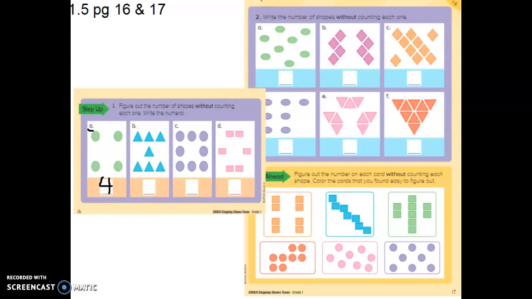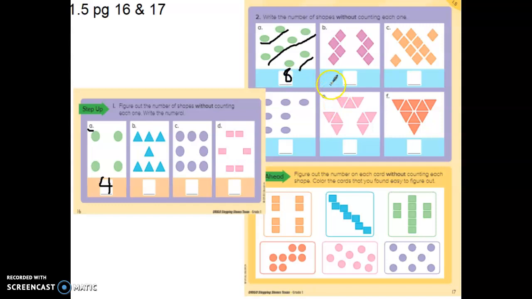You do the same thing up here on page 17 with 2A. Write the number of shapes without counting each one. Well, I see a group of 2 here, a group of 4 here, and a group of 2 here. So 2, 4, 6, 8. We're going to practice skip counting today.